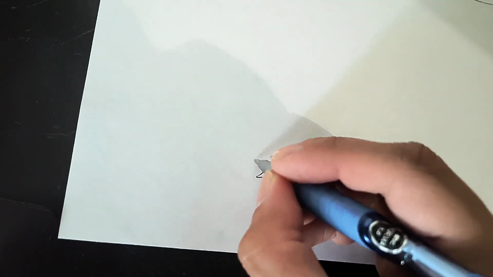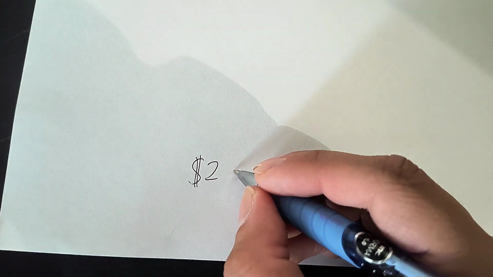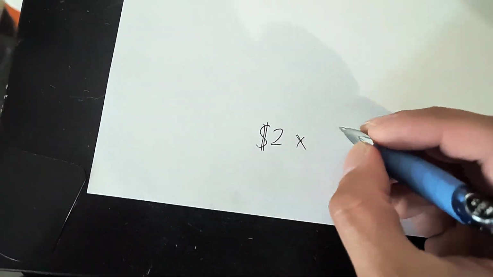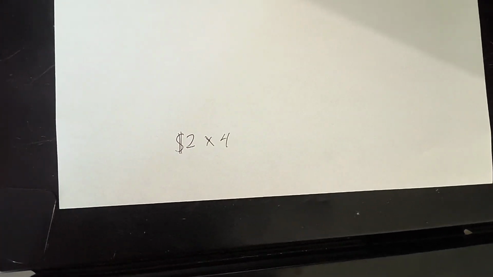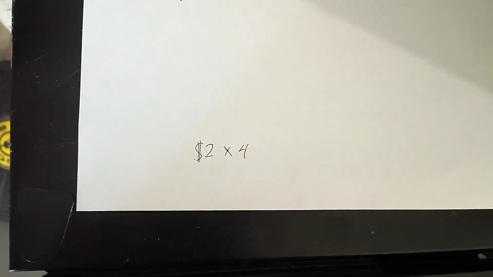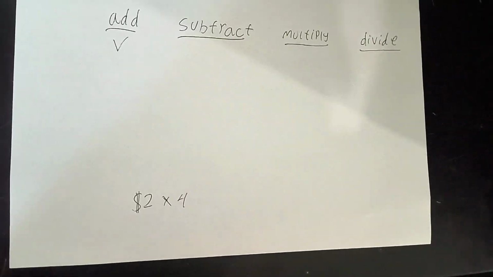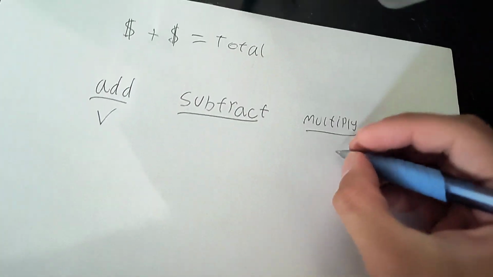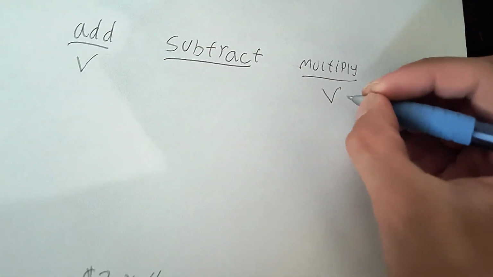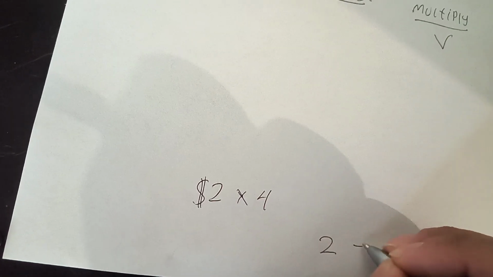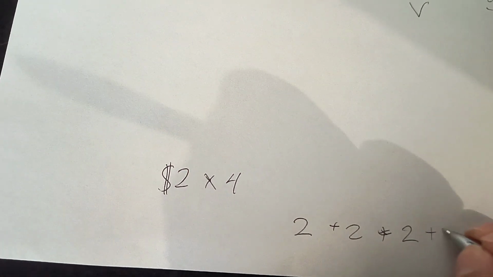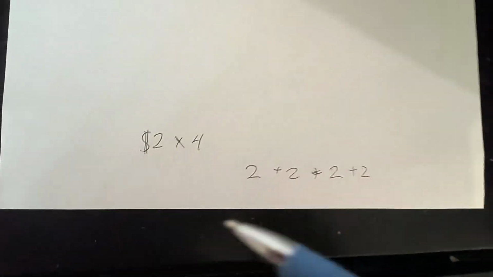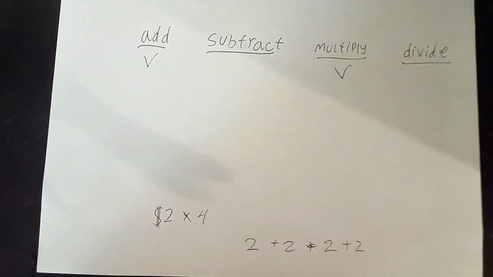Well, $2 for each cup. That means I would be saying $2 by 4 cups, because it's $2 for each cup, so it's $2 4 times. So I'd multiply. I'd be $2 plus $2 plus $2 plus $2. That's multiplication. $2 4 times.